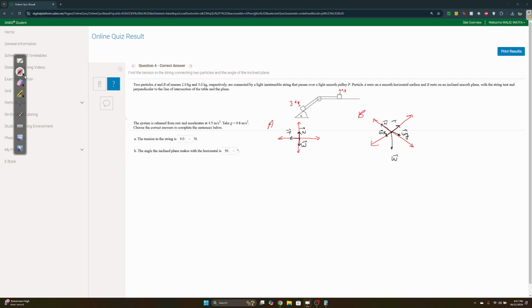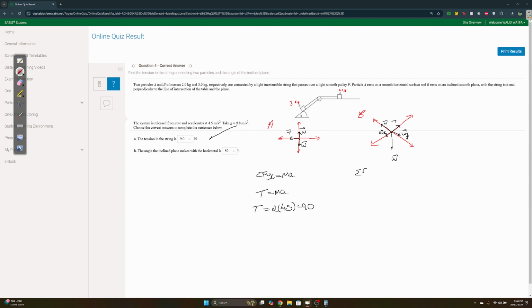So let's start with block A. Sigma Fx is going to be equal to ma because it accelerates. My only Fx is T, so T is equal to ma. T is equal to the mass of A, 2, times the acceleration 4.5, which is 9.0. So this is part A, the tension. Let's continue. Sigma Fy, I don't think you need it. I'll continue to the next block.